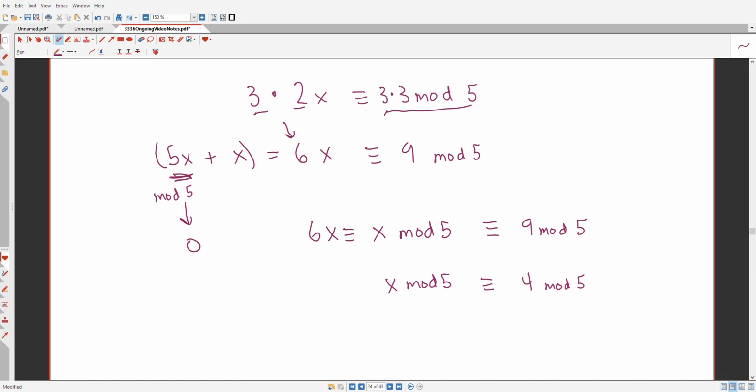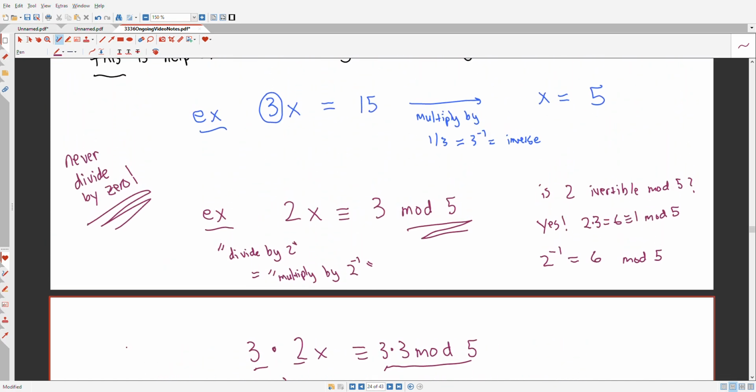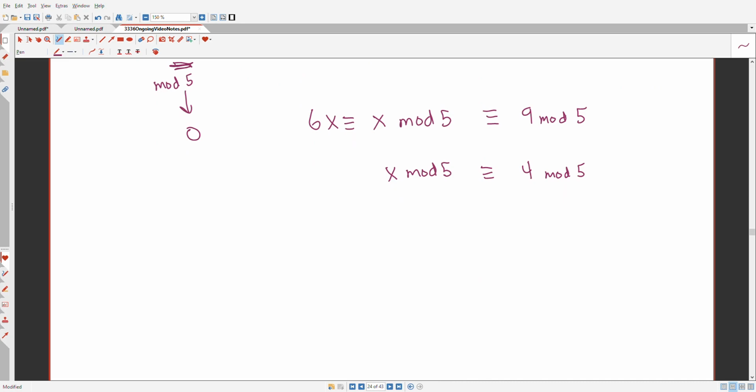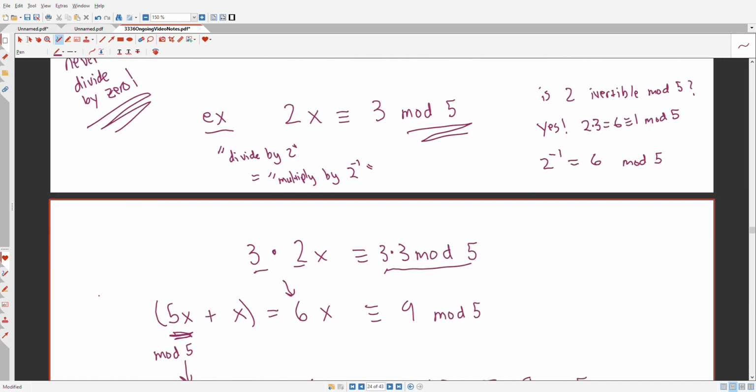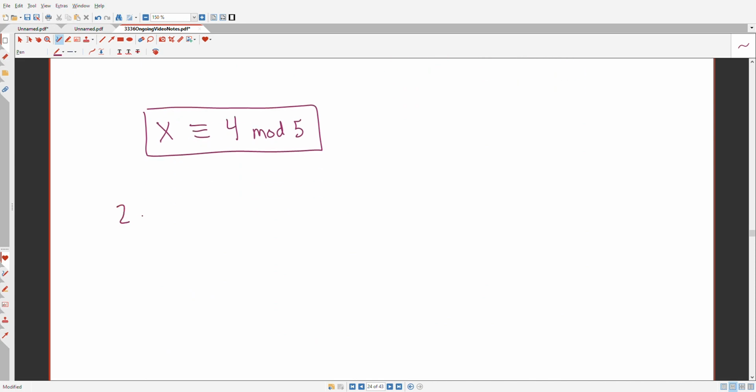And so what do I see here? I found my solution to this linear congruence equation. The values of x that work: x is any number that's congruent to 4 mod 5. In fact, if you go back to my equation, 2x is congruent to 3 mod 5, we can just go back and check. What happens when I plug in 4? Well, 2 times 4 is 8, and 8 certainly is congruent to 3 mod 5.